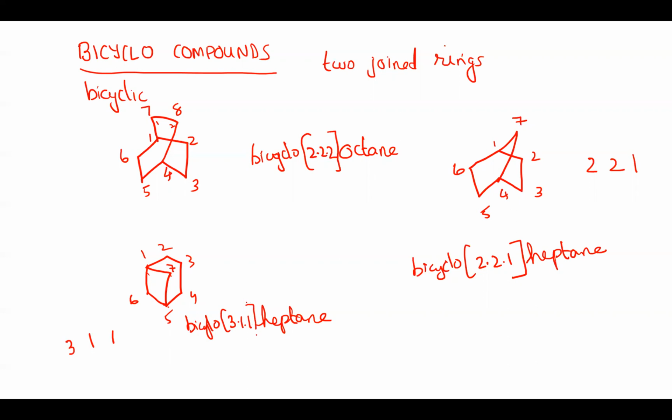The compound name is bicyclo[3.1.1]heptane. This is how we can name a bicyclo compound.